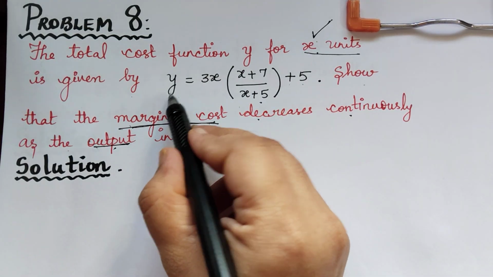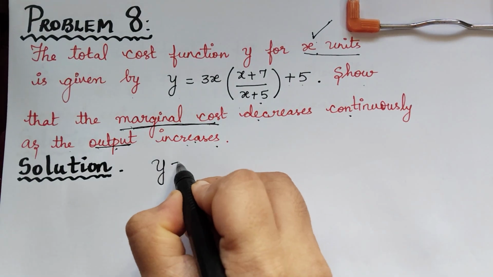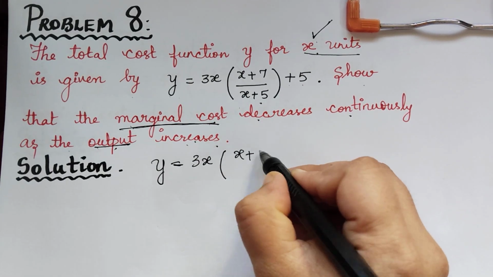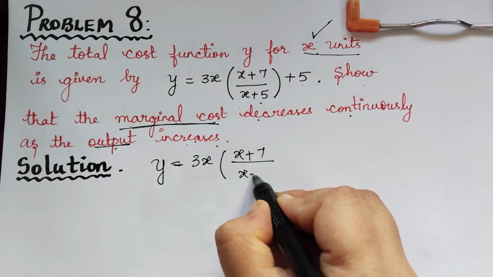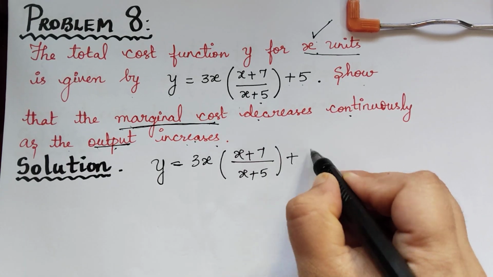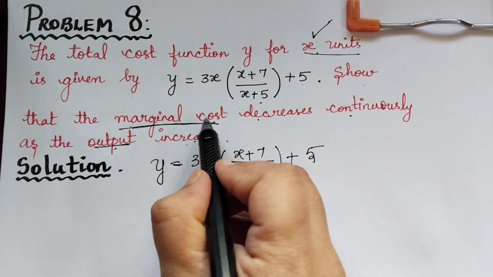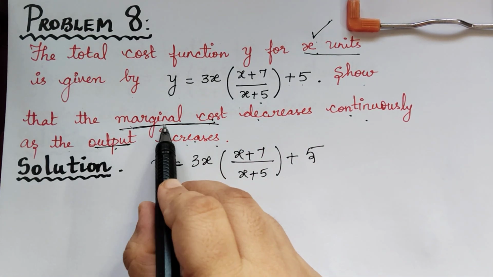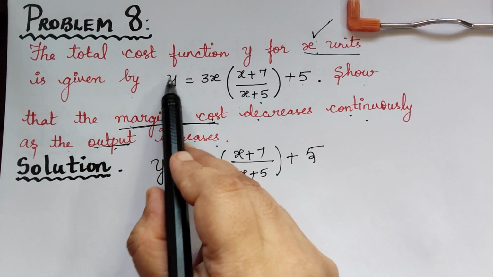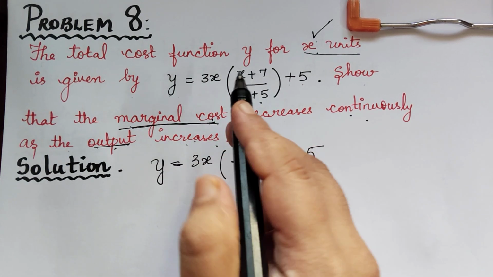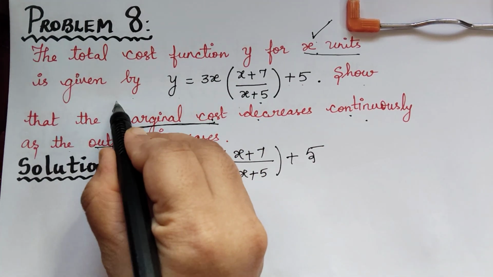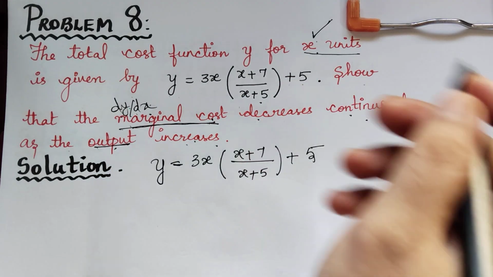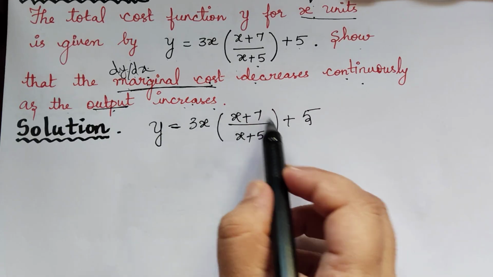So for that, first we will take the function given, y is equal to what? 3x multiplied with (x + 7) divided by (x + 5), plus 5. Now first we have to find the marginal cost in order to prove this. So in order to find the marginal cost, we have to differentiate the cost function with respect to x, because marginal cost is dy by dx. Now in order to differentiate this, first we shall simplify and write this.